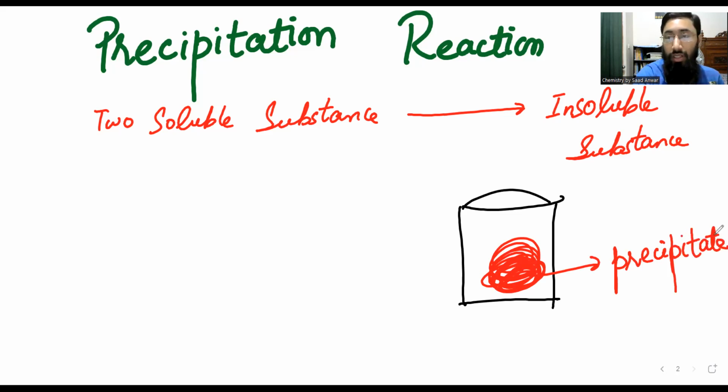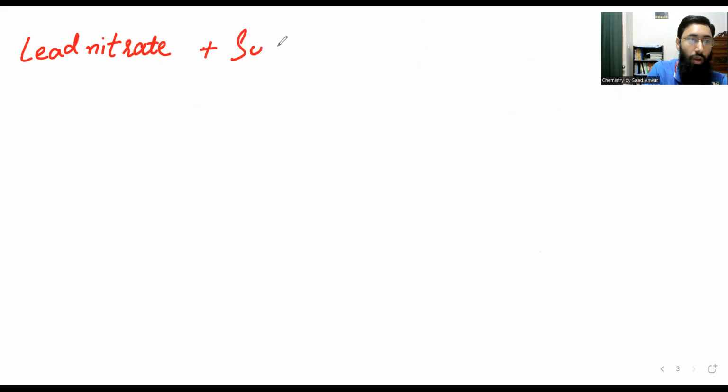So let's explain precipitation reaction with the help of an example. I have chosen lead nitrate. This is lead nitrate, and when I mix lead nitrate with sodium chloride, guys, lead nitrate is a salt, sodium chloride is another salt, then I will get a product.